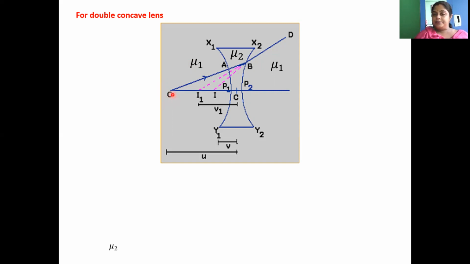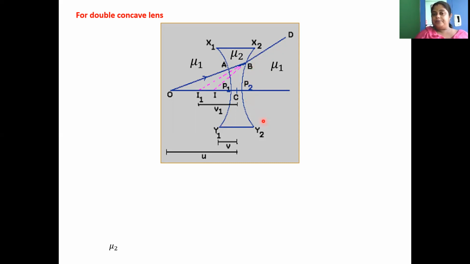For this point object, a ray of light from O is incident at the first surface. When we consider the first surface, we can ignore the second surface. These are the steps. First, we'll consider the first surface only, and when we're considering the first surface, we can ignore the second surface.